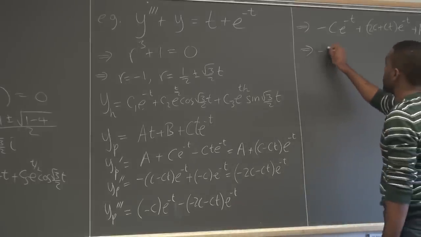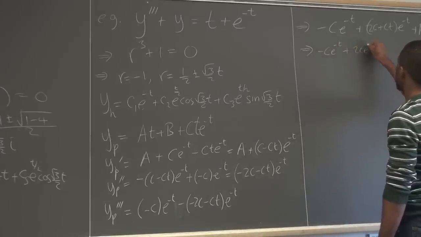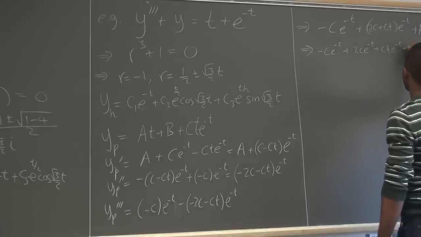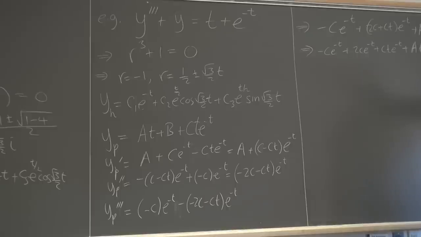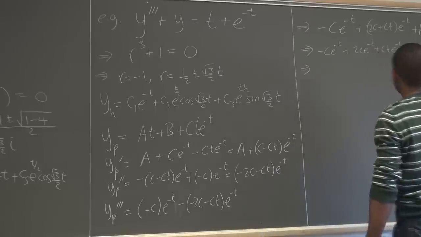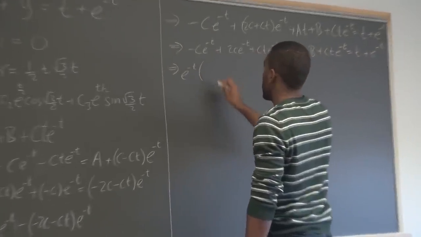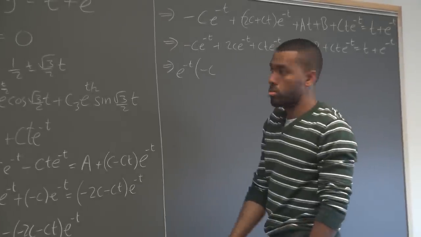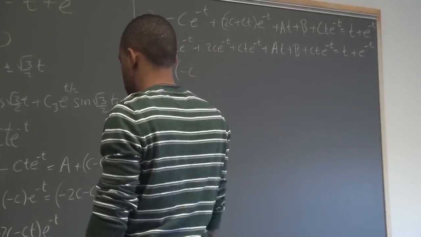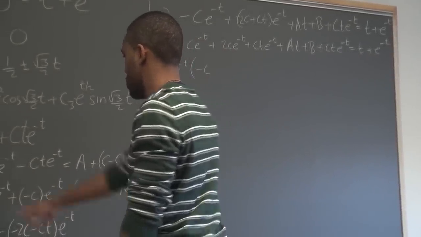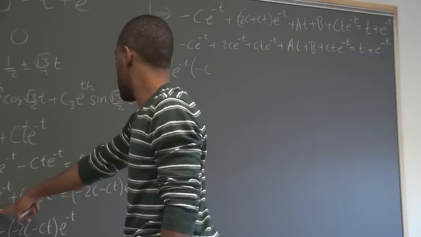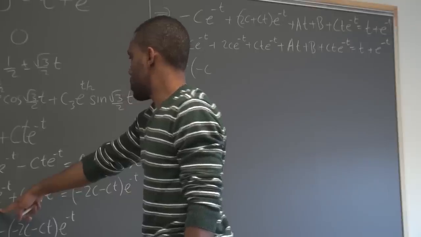So far. So this is minus c e^(-t) plus 2c e^(-t) plus c t e^(-t). What do we have? Does anything cancel? Let's look at the e^(-t)'s. What do you have? Minus c. Jhevon, 1 second. The y double prime, it should be plus c t e^(-t). Where? This one? Yeah. But it's got a negative c. Negative 2c plus c t, right? Well, the negative's in front of it, so this plus.